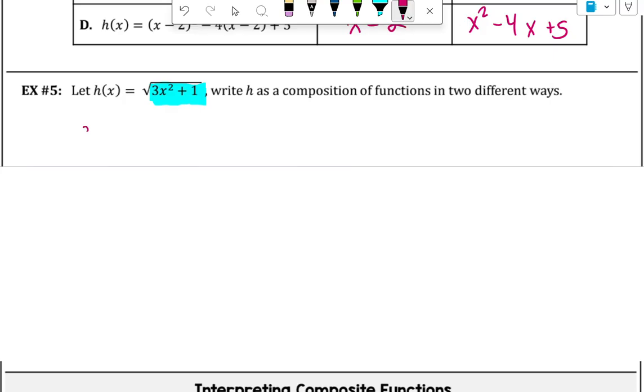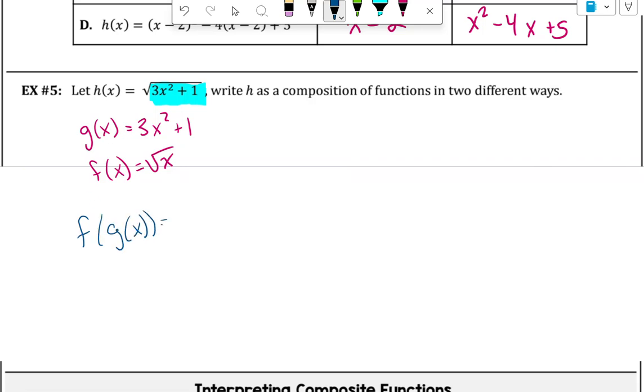g of x is equal to 3x squared plus 1, and that's getting plugged into f of x, the outside, which is square root of x. So this would get plugged in here. So what would that composition look like? Well, I want g to go into f, so the composition would look like this.